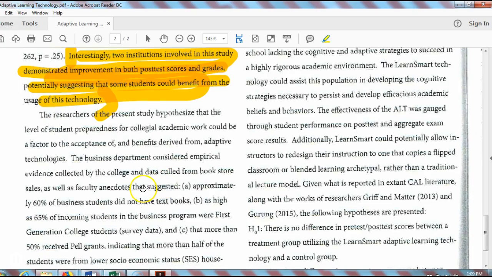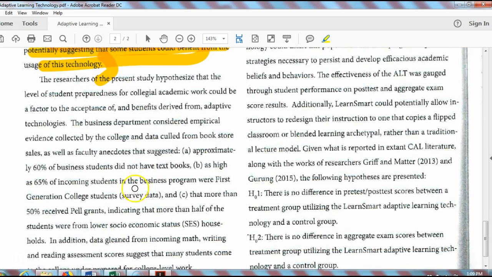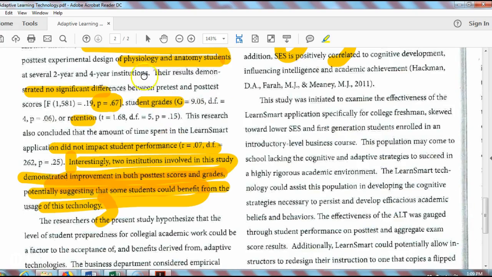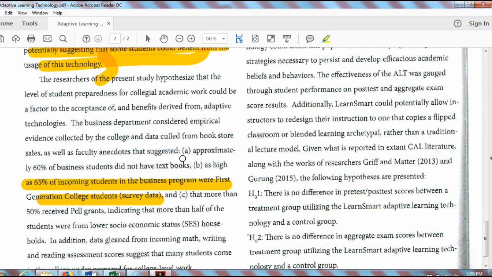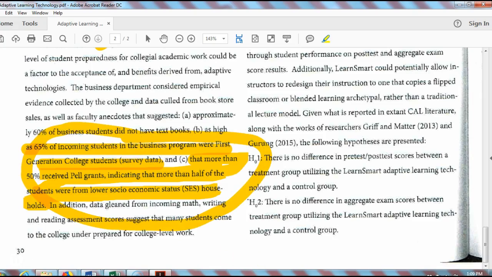And we said there's a couple of reasons. Number one, we had a lot of first-generation college students. You know, up here you're talking about upperclassmen and physiology and anatomy students who tend to be a little more prepared for college going in. They took tougher classes when they were in high school. That's typically what we see. And then more than half of our students receive Pell Grants, meaning they come from lower socioeconomic households. Okay, so those two things right there are very important.